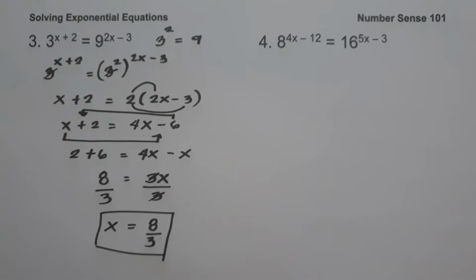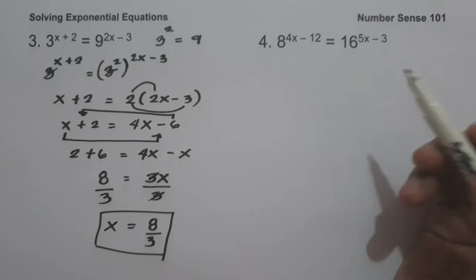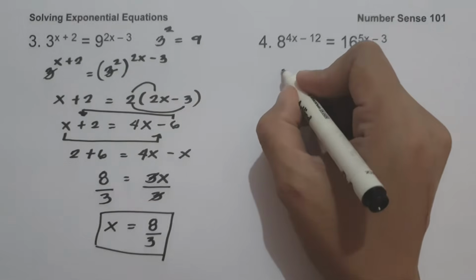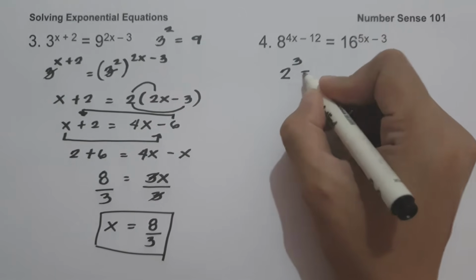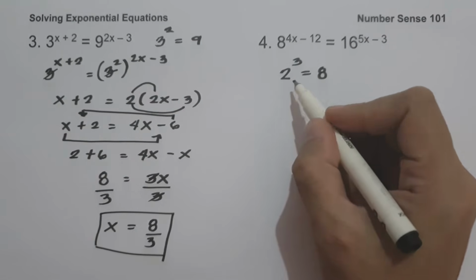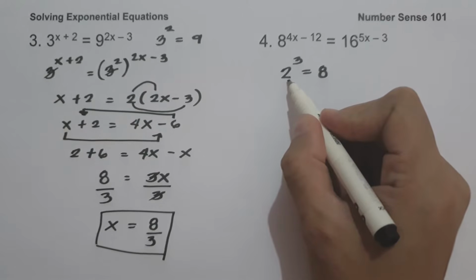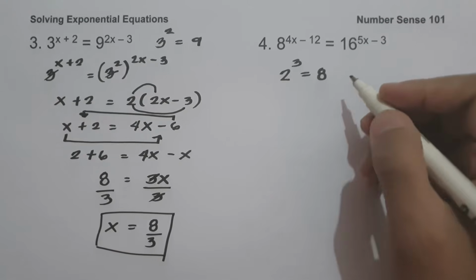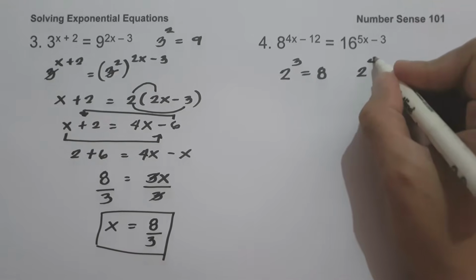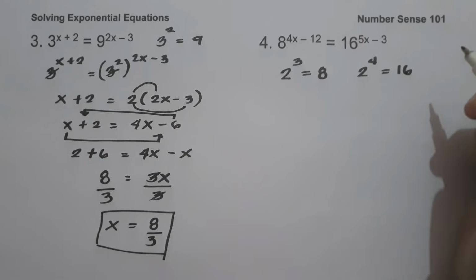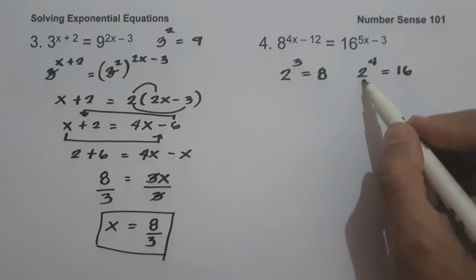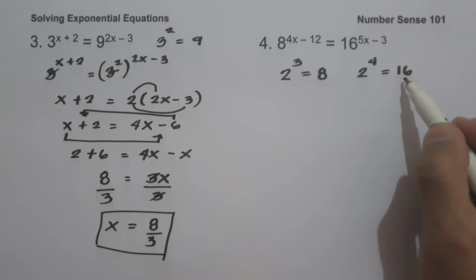On example number 4, we have 8 raised to 4x minus 12 equals 16 raised to 5x minus 3. To simplify this one, let us write 8 and 16 with the same base. We all know that 2 raised to 3 is 8 because if you are going to multiply 2 3 times to itself, it will give us 8. And 2 raised to 4 is 16. If you are going to multiply 2 4 times to itself, it will give us 16.